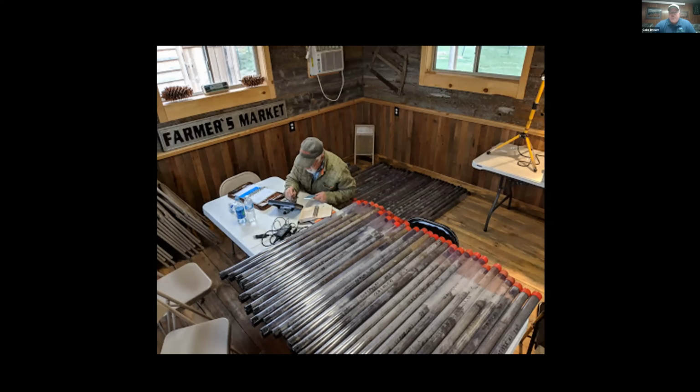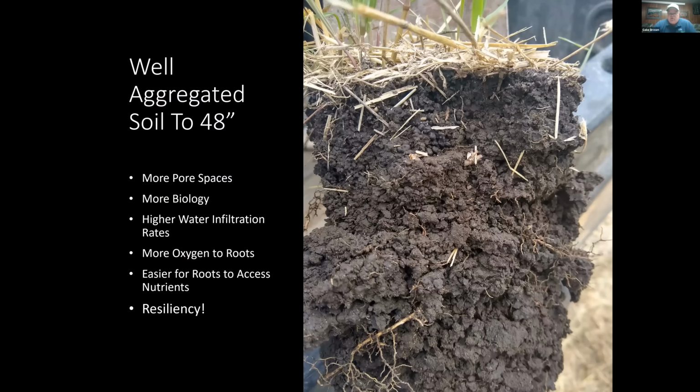What we found was that in areas on our ranch, we now have well aggregated soils down to 48 inches. We have 19 inches of A horizon topsoil where the neighbor has 3 inches. When my wife and I purchased this farm in 1991, we had less than 5 inches.